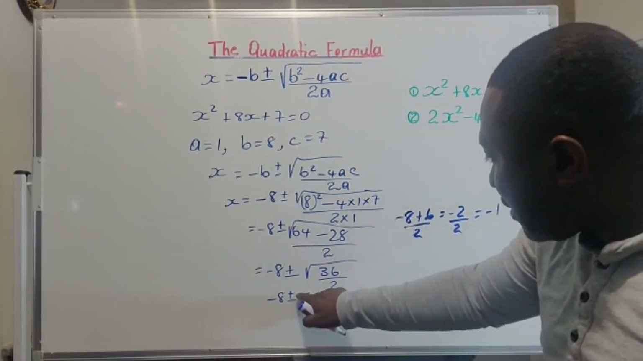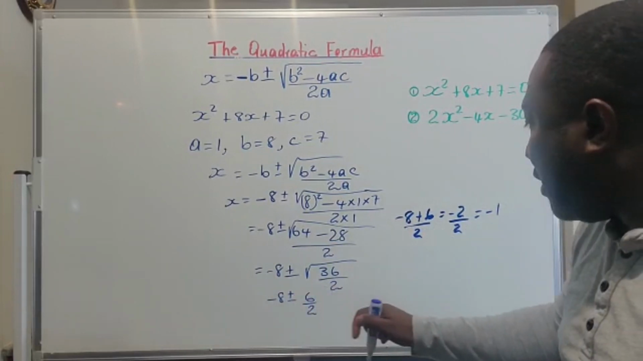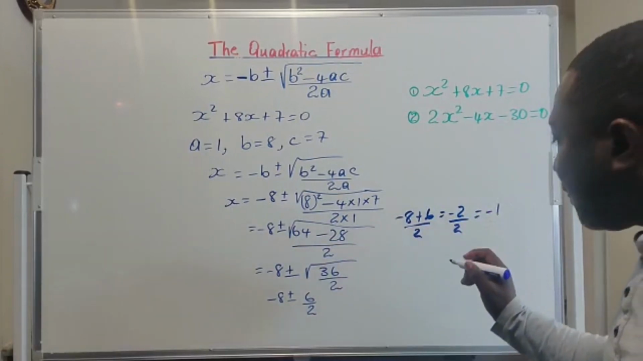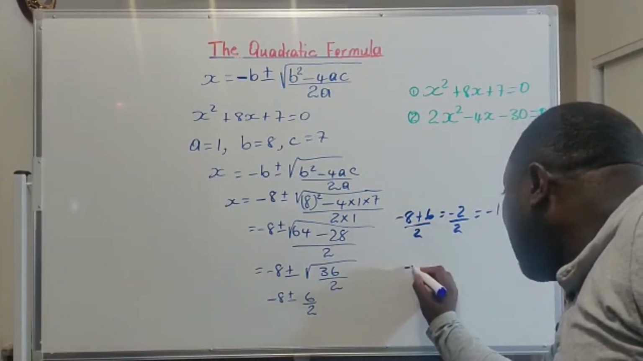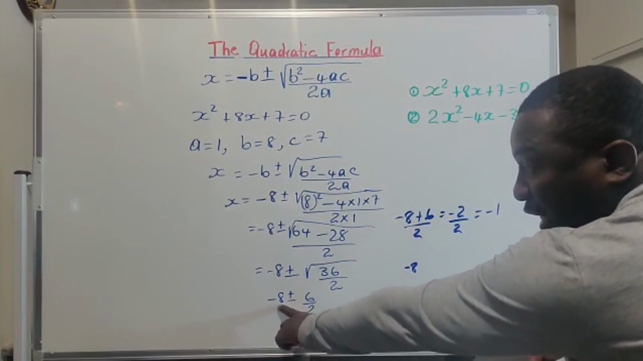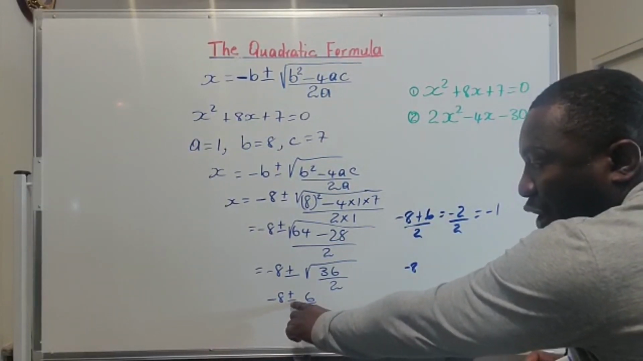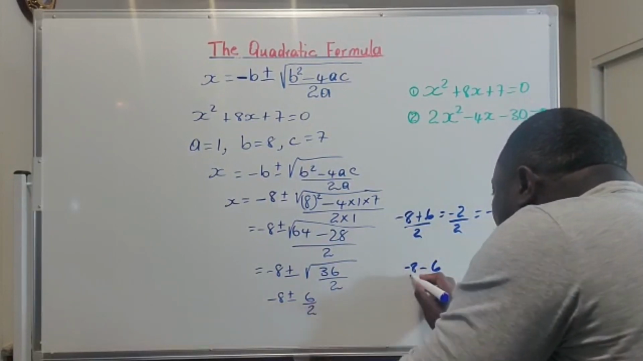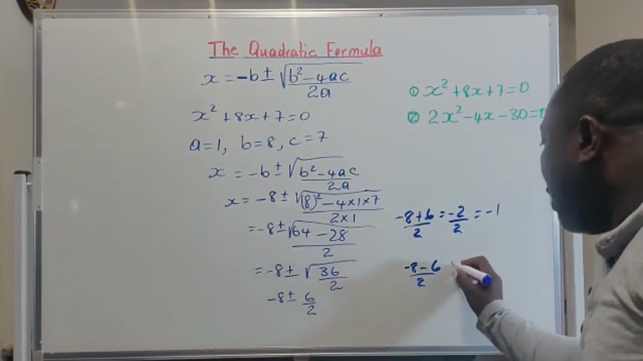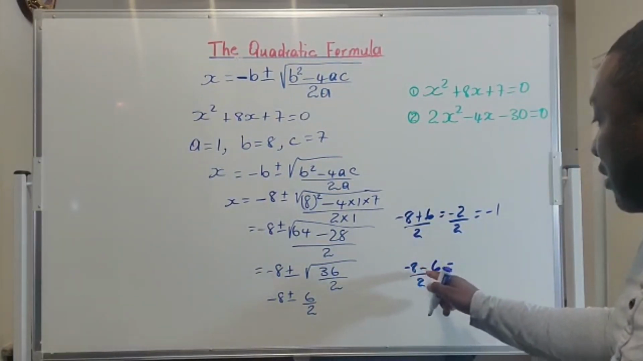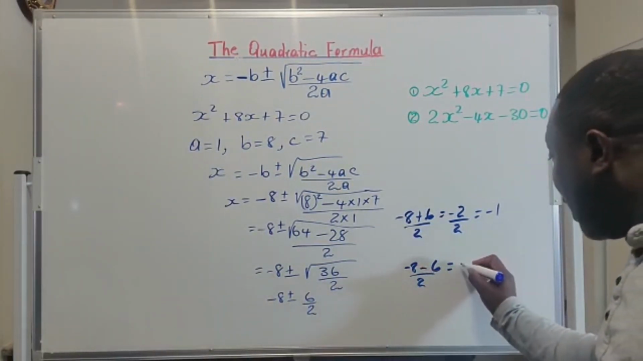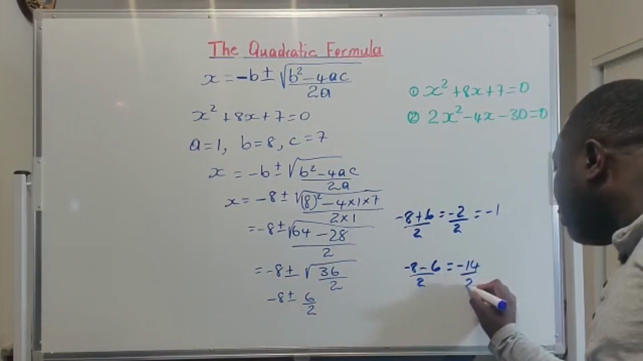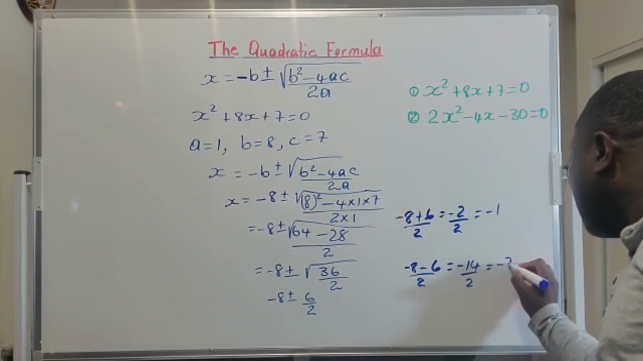So I've taken first the positive sign. I could have taken any sign. So one value of x is negative 1. Then we'll go ahead, negative 8. Guys, I'm still maintaining this negative 8. Now I'm going to work with the negative sign by 6 over 2. Negative 8, negative 6 will give us negative 14 all over 2, which will give us a negative 7.